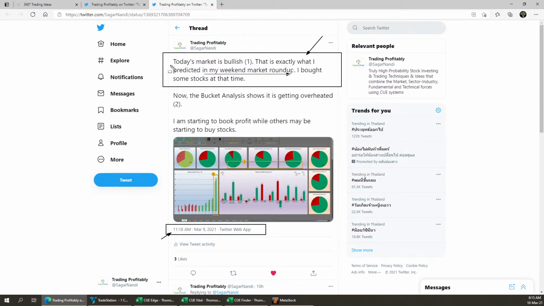I was again accurate in my prediction. Market went up, and I was probably accurate because of the holistic nature of Q systems. Not that I have a crystal ball, but I use the holistic nature of the Q system and the techniques. And I bought some stocks at that time.